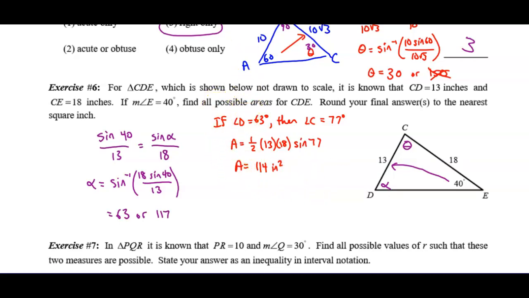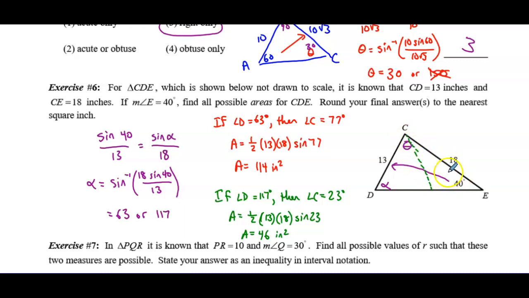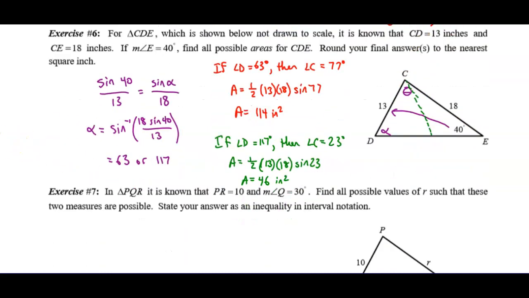And if angle D was not 63, let's say if angle D was 117, then angle C would be 23 degrees. So the area formula would change. It would be 1/2 times 13 times 18 times sine 23. And that area comes out to a smaller number. It comes out to 46 this time. So it's possible to get two different areas because, again, that 13 could have gone this way. And if it did, it's clearly a smaller triangle. So that's why we get two answers to that. All right, let's finish this up.